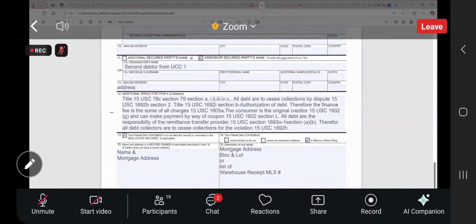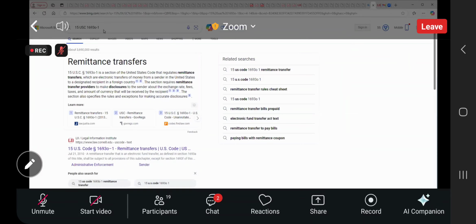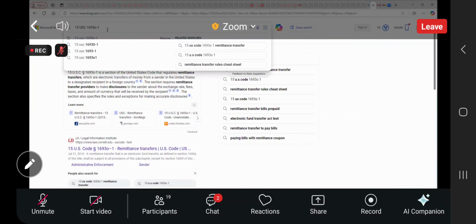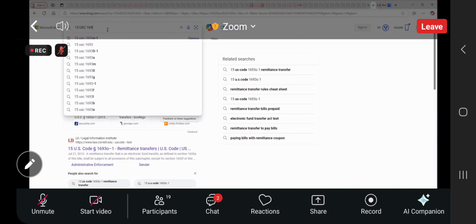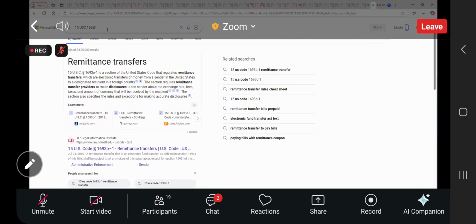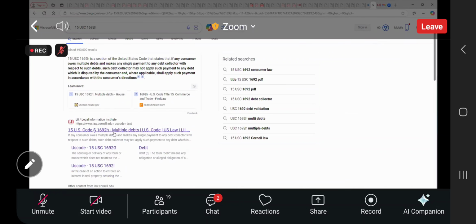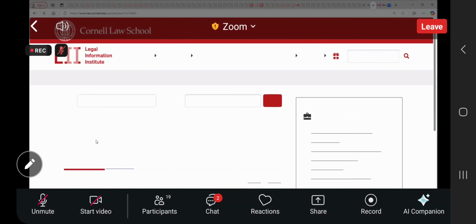Okay? Now, moving forward. Therefore, all debt collectors are to cease collections for the violation of 15 USC 1692h. Now, let's go to 15 USC 1692h. If you knew better, you'd do better. You take this and use this in court. You can use it for many things if you know how to use it. I'm giving it to you right now. Multiple debts. Look what it says here.